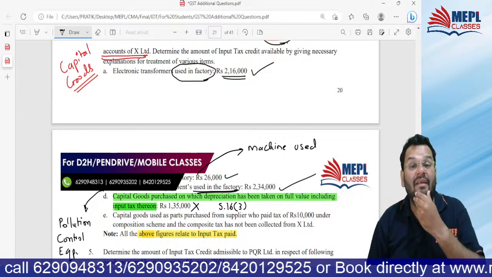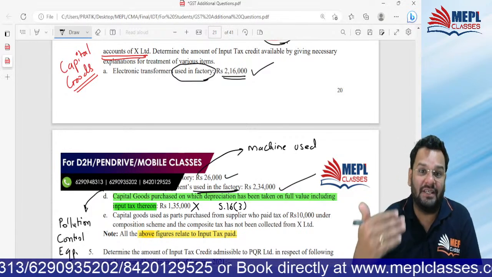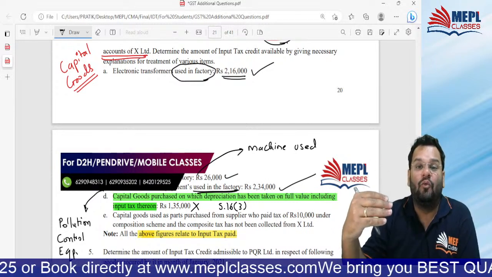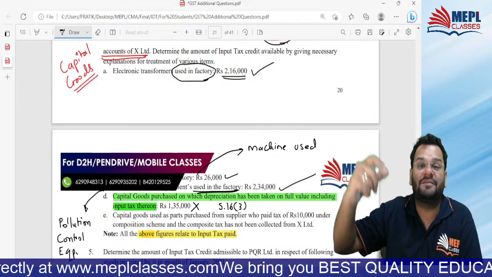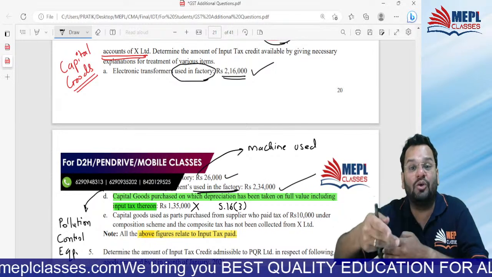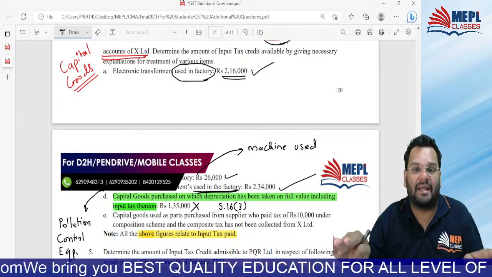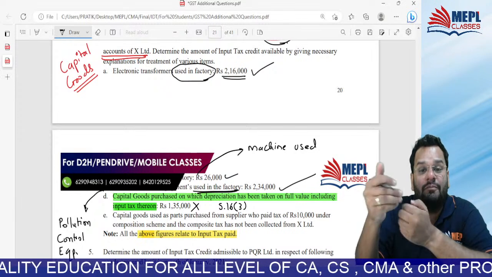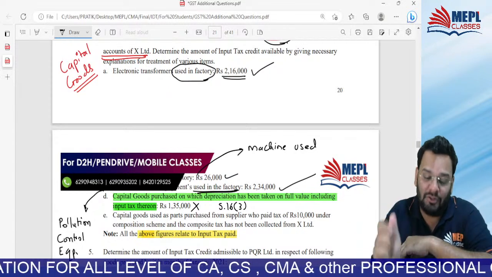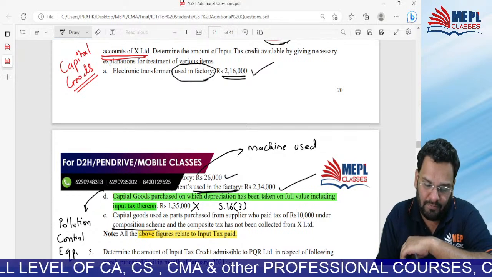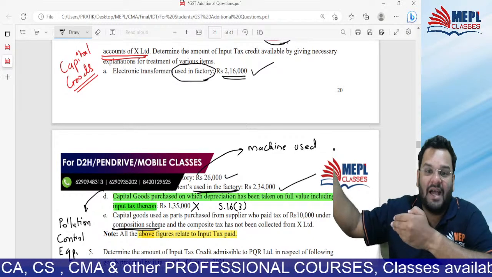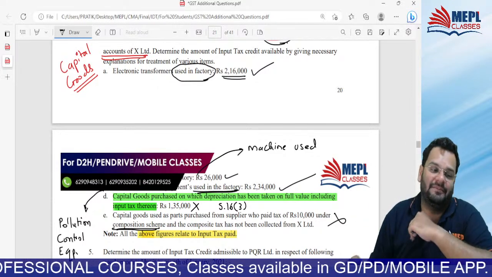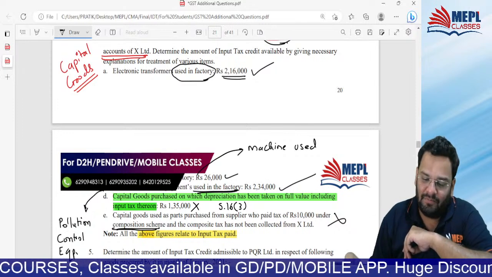And last point, you have to apply some logic guys. There is a composition scheme in GST, correct? What that person in composition scheme does, he sells the goods without charging output tax. Okay, so now in the E point, you have purchased capital goods from a person who has opted for composition scheme. So that person has not charged output tax. So you also cannot claim any ITC.